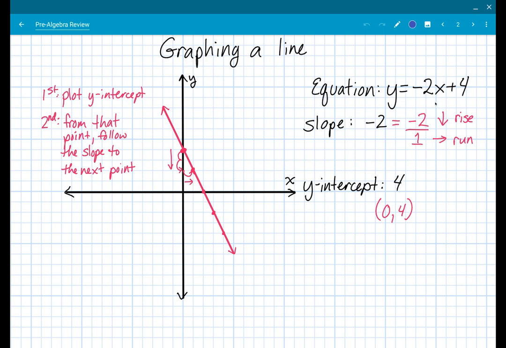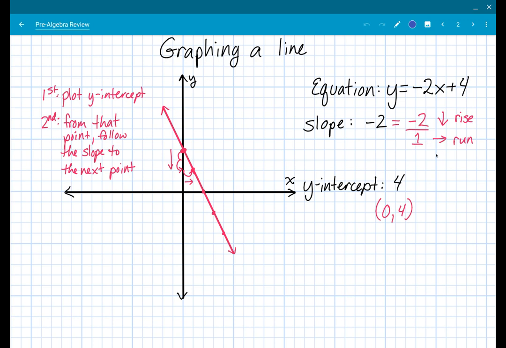So slope is both the rise and the run. If you have a whole number like this, or an integer, you should put the number over 1 to create an equivalent fraction. Because my top number is negative, I'm going to say that the rise is going down, and the run on the bottom, since it's a positive 1, is to the right.